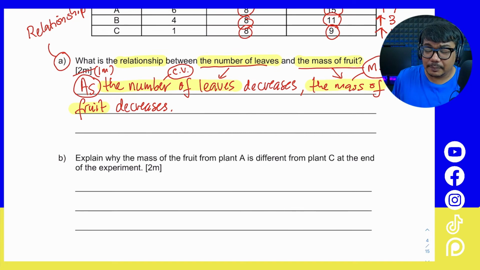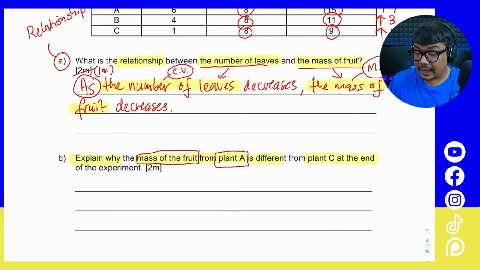B. Explain why the mass of the fruit from plant A is different from plant C at the end of the experiment. So here, this question clearly tells you I'm only interested in the mass of fruit from plant A and plant C. Why are they different? Let's take a look. If I want to see the reason why the fruits are different, here I will look at the change variable.